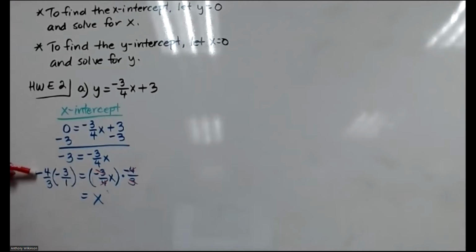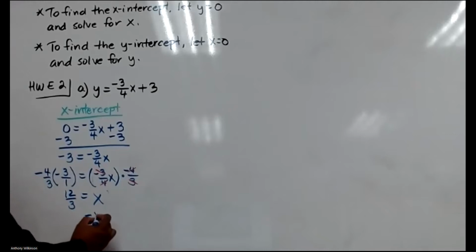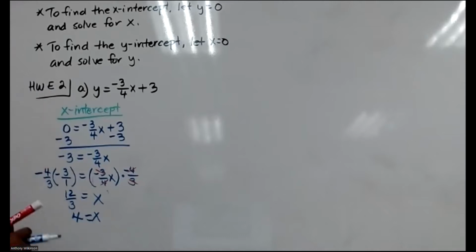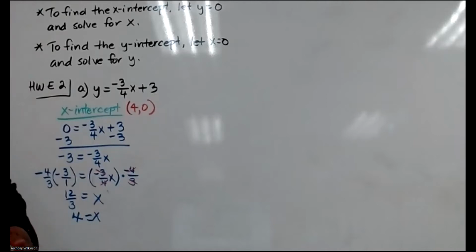So that means here, I'm going to have negative 4/3 times negative 3/1, which is 12 over 3, which is 4. Okay. So that means this graph of y equals negative 3/4 x plus 3 crosses the x-axis at 4. So as an ordered pair, your x-intercept would be 4, 0. And we have to write the x-intercept as an ordered pair because it is a point where the graph crosses the x-axis.